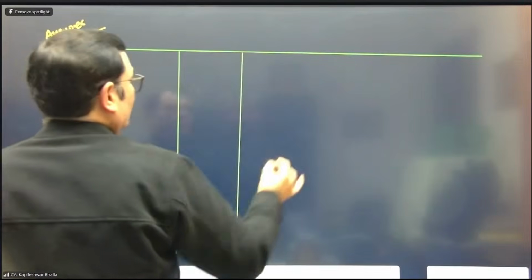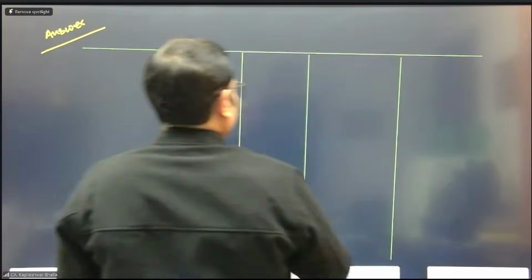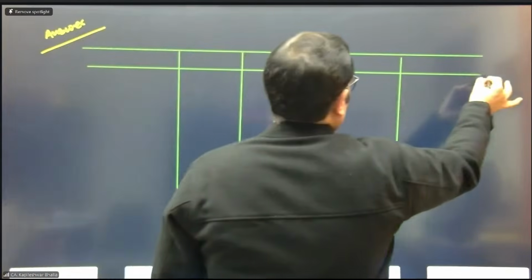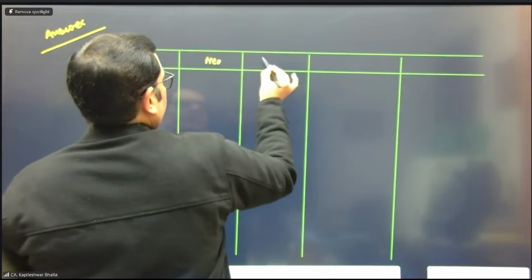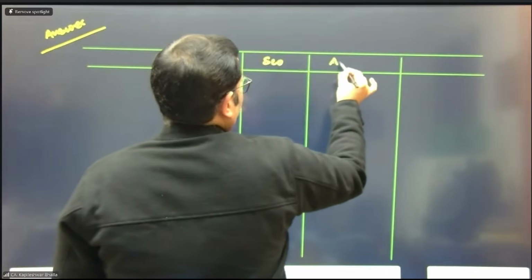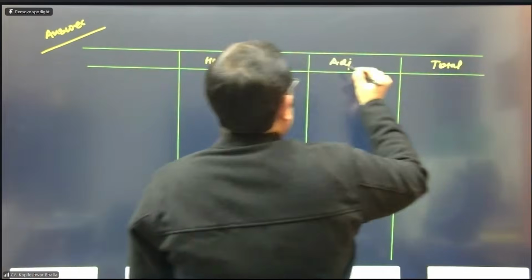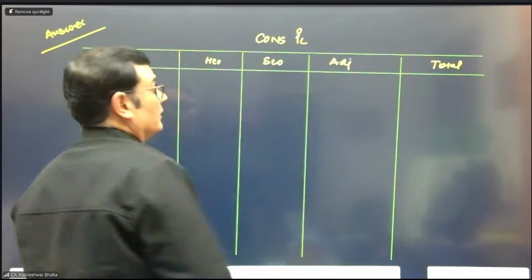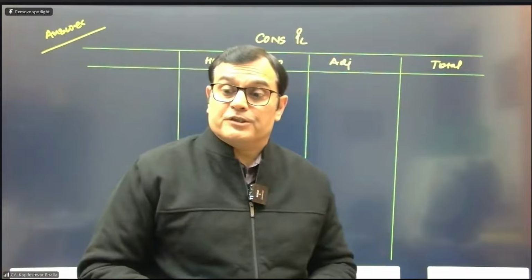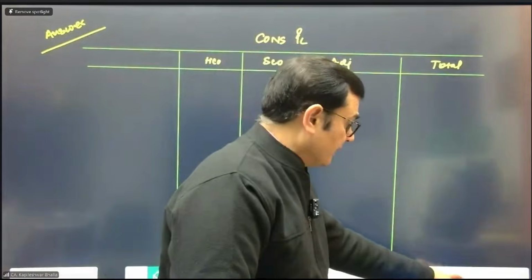So one column for the parent company, one for the subsidiary, one for the adjustments, and one for the total. No column is required for the associate company. So parent company, subsidiary company, adjustments, and the total. This is the consolidated profit and loss. As we keep taking the figures, whatever adjustments are required, we'll simultaneously make those adjustments as well.